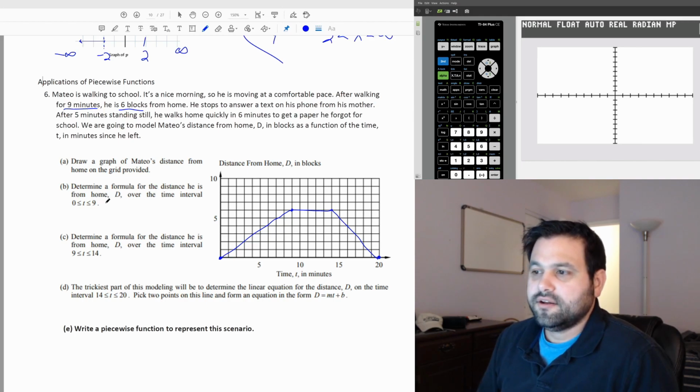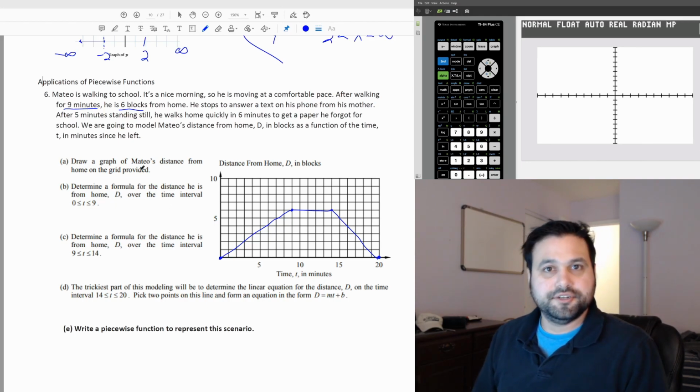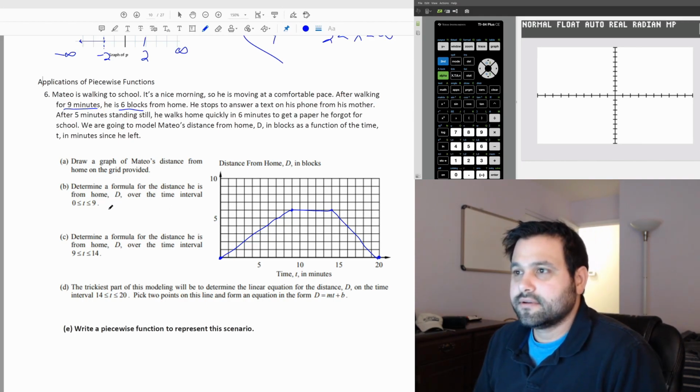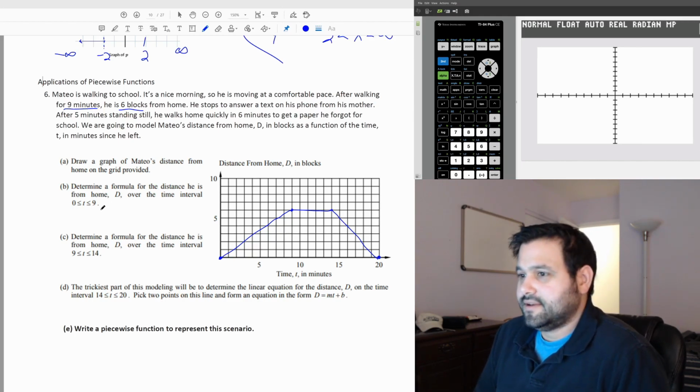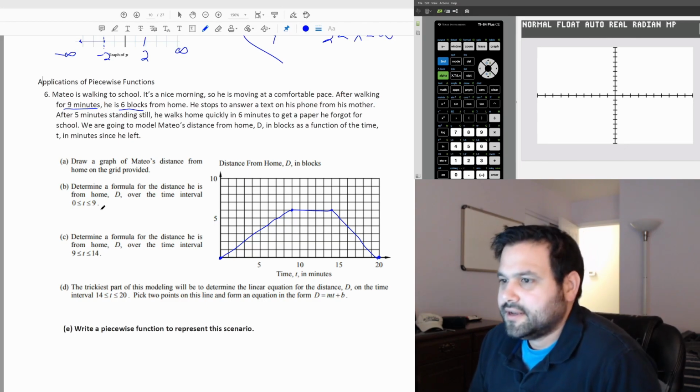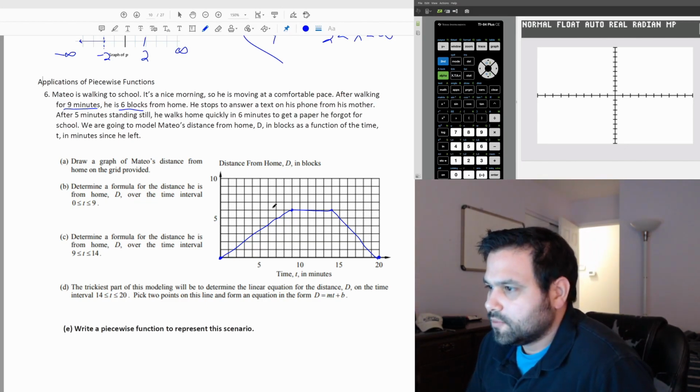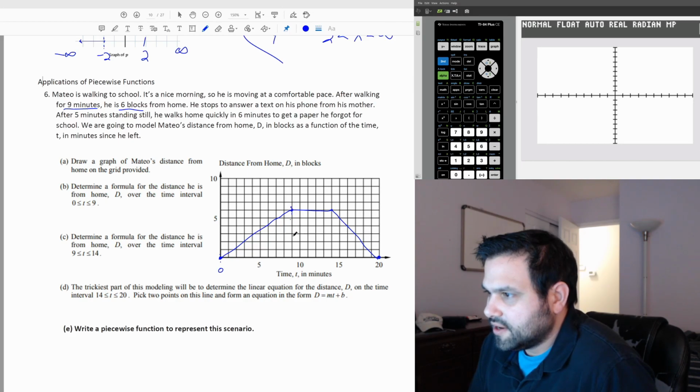Determine a formula for this graph. So we're basically going to do what we just did in question 5, because we literally just did that. It's not like anything changed between 5 and 6. So here we go. We're going to break this up. I see that this is at 0. I see this is a break here at 9. Here's a break at 14. And then the ending here at 20.